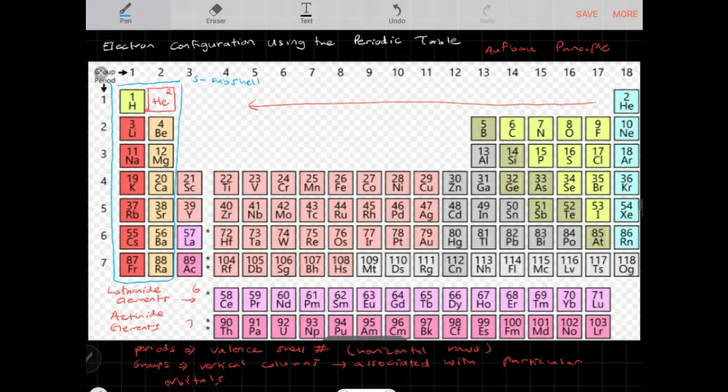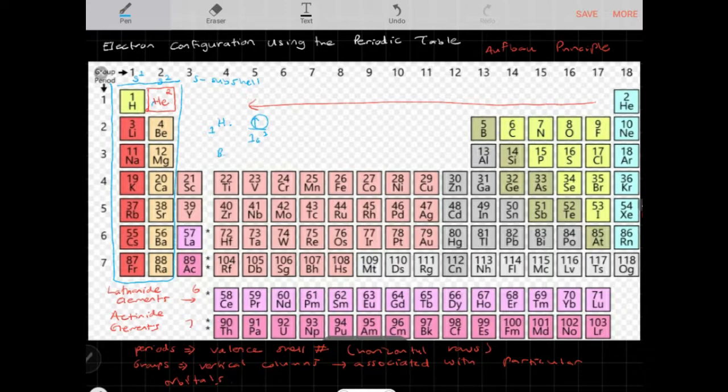The s subshell contains one s orbital, and orbitals can hold a maximum of 2 electrons. So we can consider this s1 and s2. Everything in this group here has a valence shell that ends with s1, and everything in group 2 here has a valence shell that ends with s2. The ones that end with s2 are what we call spin paired. The ones that end with s1 are half filled. So hydrogen is just 1s1, a half filled orbital.